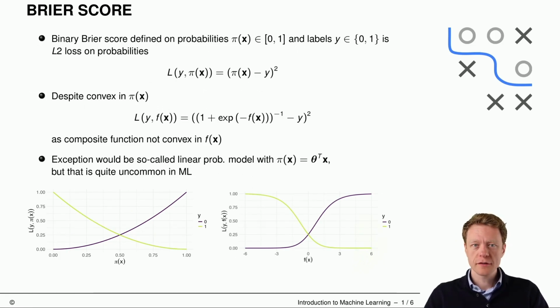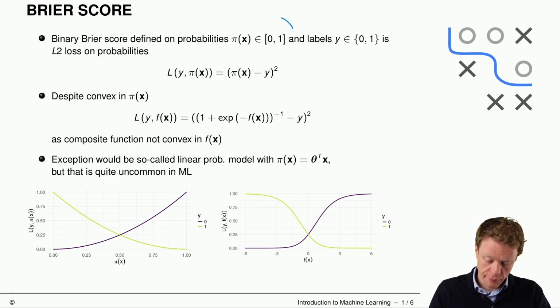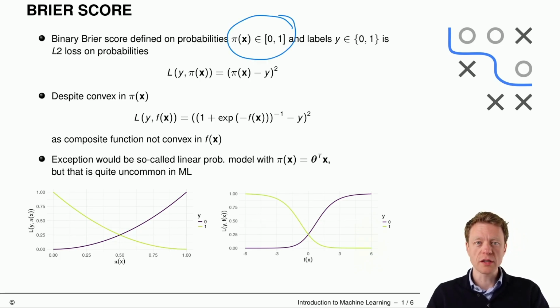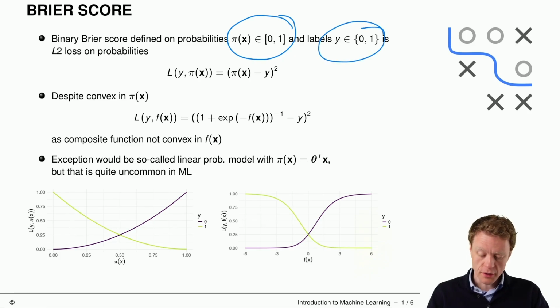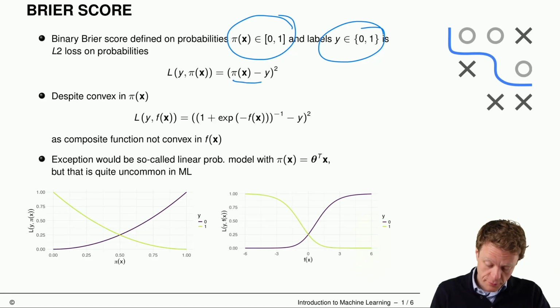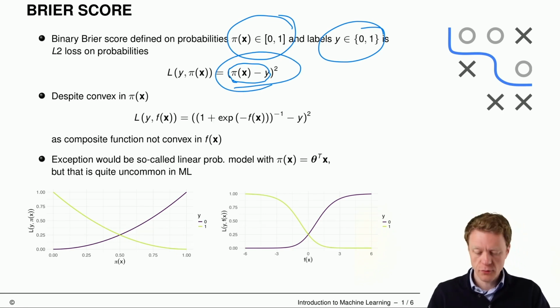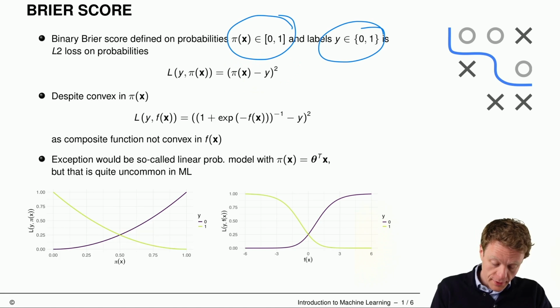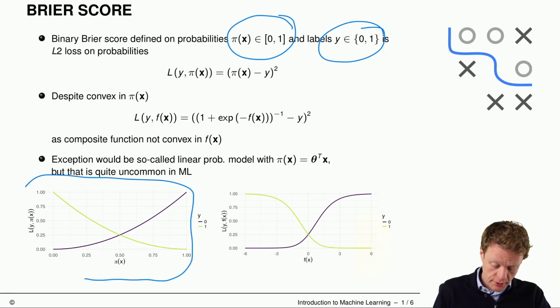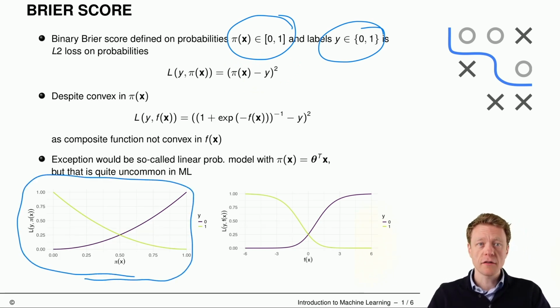The Brier score is just a name for the L2 loss on probabilities. So let's say we have probabilities from the interval between 0 and 1, and the target is encoded as 0 and 1. So the L2 loss on probabilities is just the difference between the predicted probability and the target squared, right? That's really just the L2 loss. This thing, if we look at it here on the left-hand side, is convex in pi. It's a convex function, well, it's just a quadratic function.